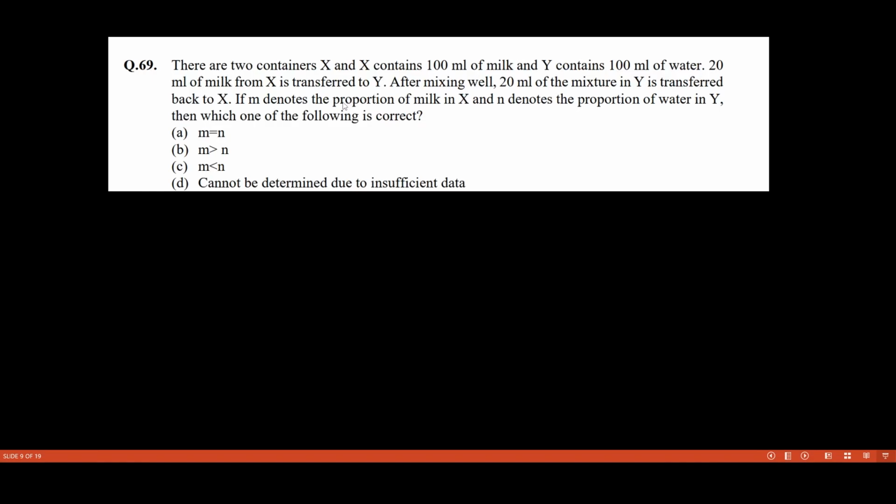So see, the question is given: there are two containers X and Y. It must be X here: X contains 100 ml of milk and Y contains 100 ml of water. 20 ml of milk from X is transferred to Y, and after mixing well, 20 ml of the mixture in Y is transferred back to X. If M denotes the proportion of milk in X and N denotes the proportion of milk in Y, then which of the following is correct?